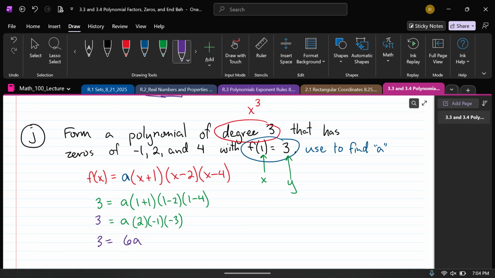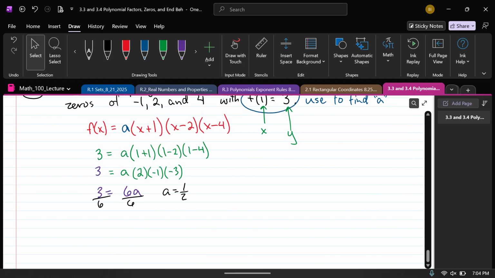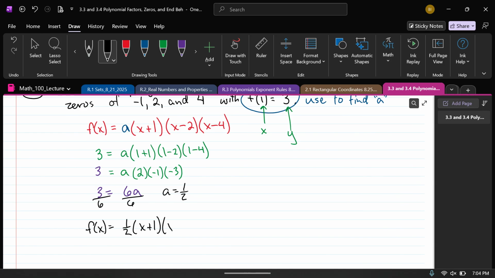Now I need to get a by itself. Divide by 6, yeah. A is equal to 1/2. All right, so now I'm going to go to my problem, and I'm going to put in f of x equals 1/2 x plus 1, x minus 2, x minus 4.